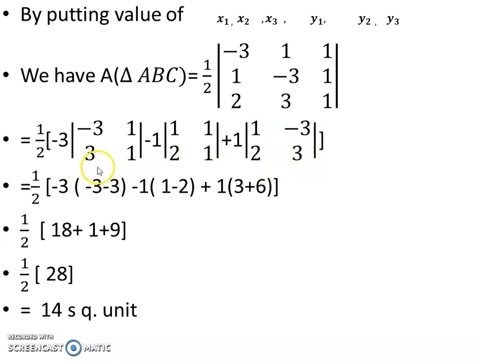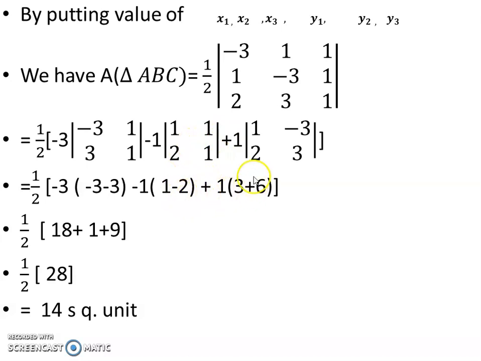Now simplification part by part, the value of the determinant of order 2. We keep 1 upon 2 the same. We get -3 in bracket, -3 minus 3. Minus 1 remains the same. 1 into 1 is 1, 2 into 1 is 2.